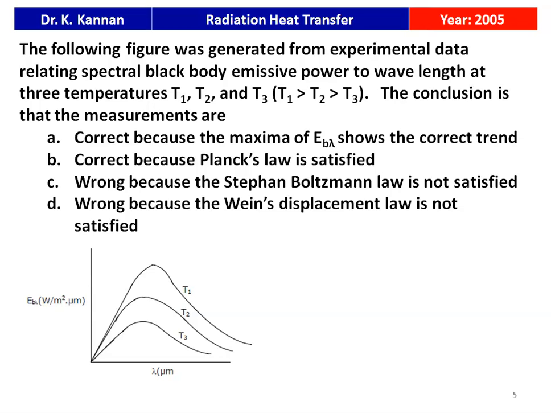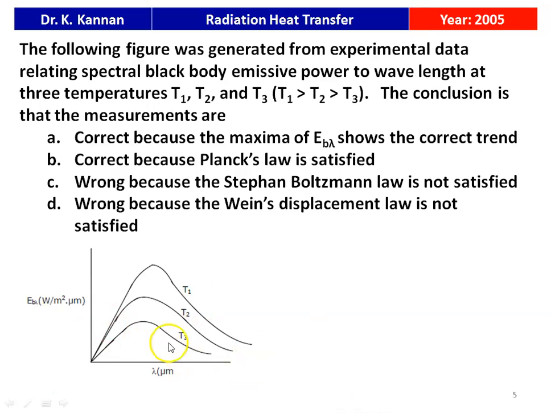The graph is correct because the maxima of E b lambda shows the correct trend. Correct because Planck's law is satisfied. The trend is wrong, the curve is wrong because the Stefan-Boltzmann law is not satisfied. It is wrong because Wien's displacement law is not satisfied.